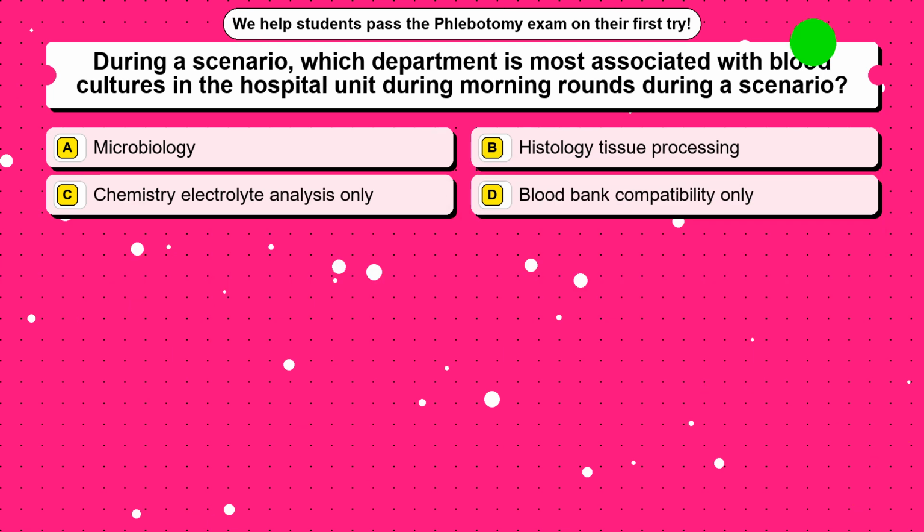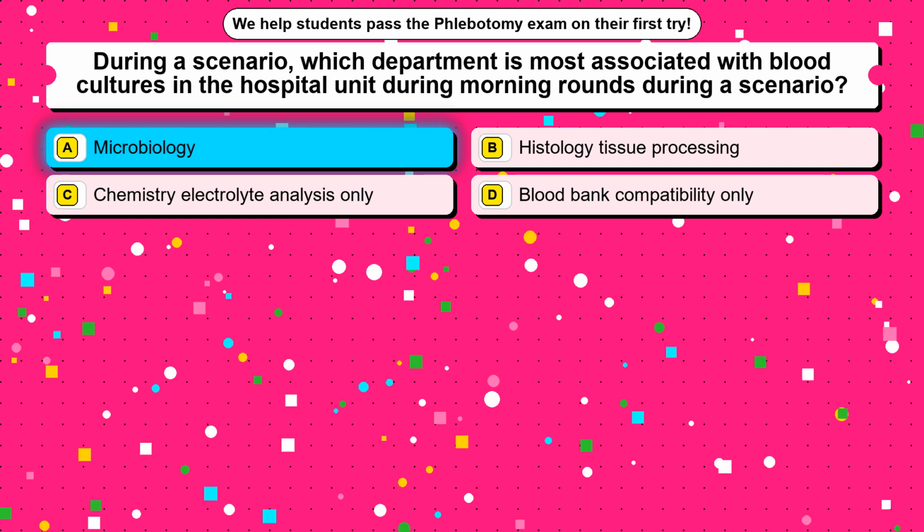Question 74. During a scenario, which department is most associated with blood cultures in the hospital unit during morning rounds? Option A. Microbiology. Option B. Histology tissue processing. Option C. Chemistry electrolyte analysis only. Option D. Blood bank compatibility only. The correct answer is option A. Microbiology.